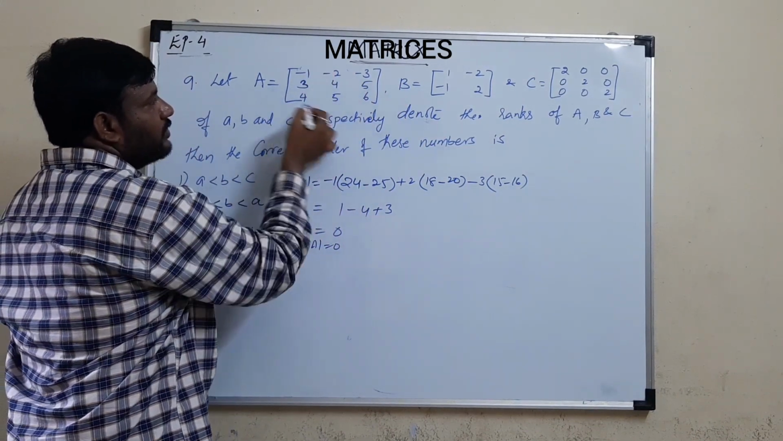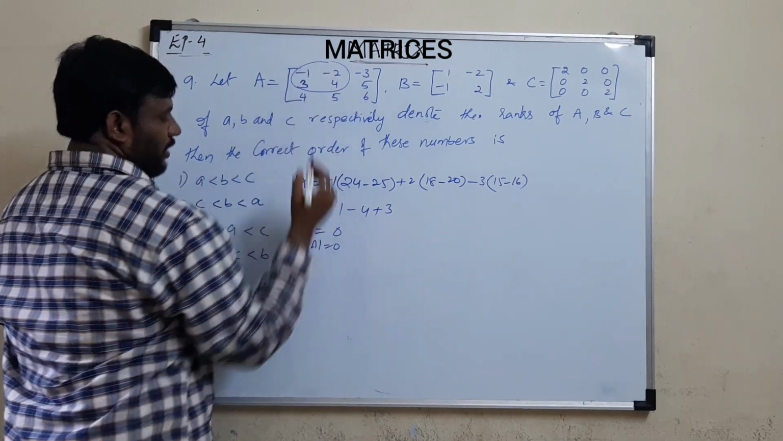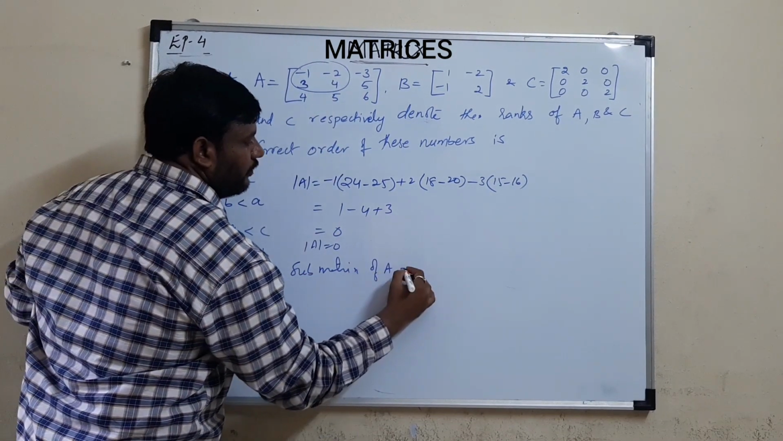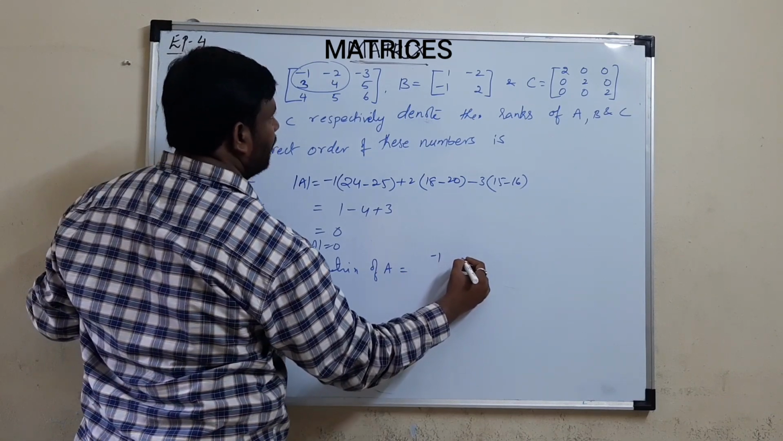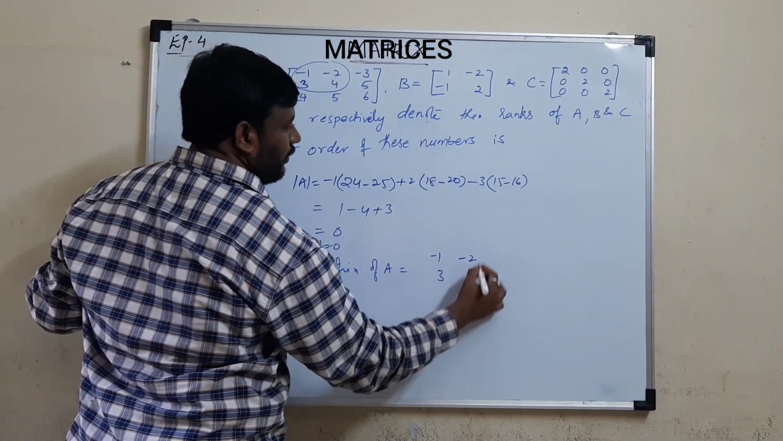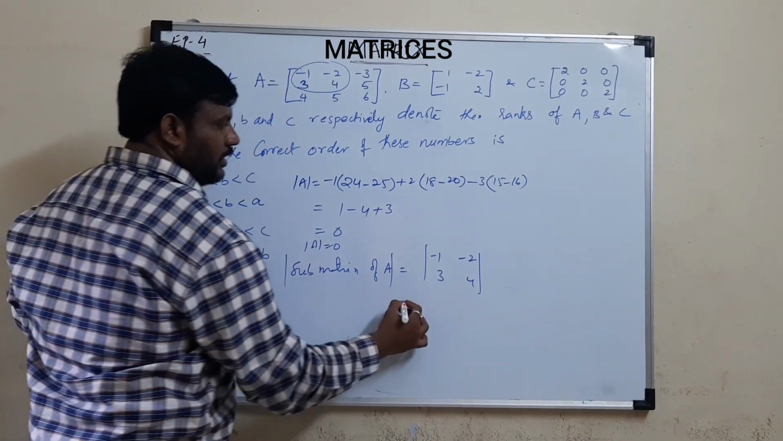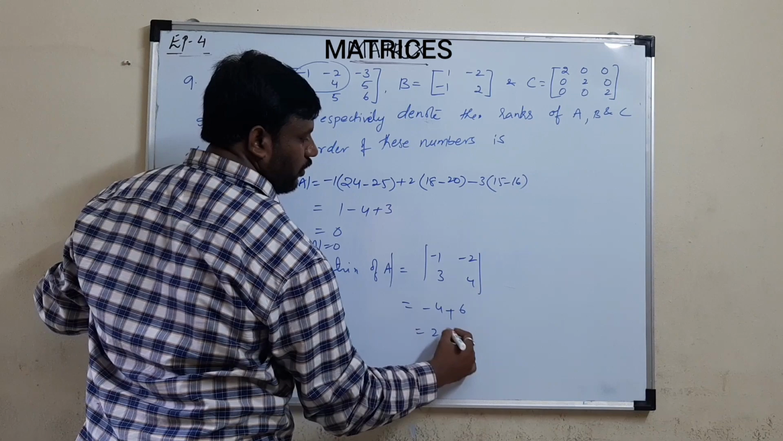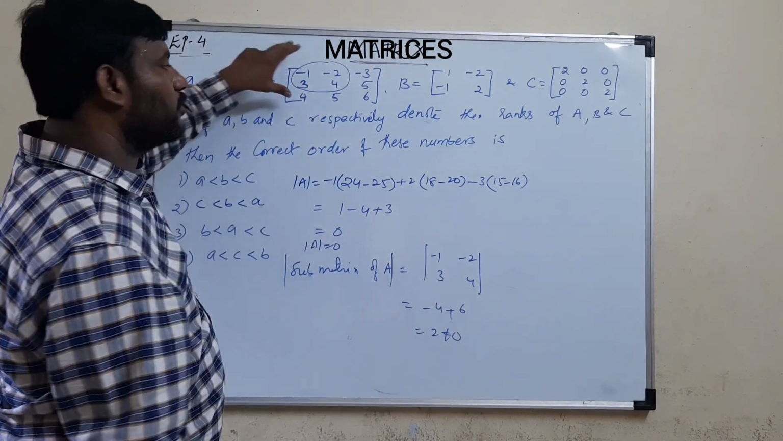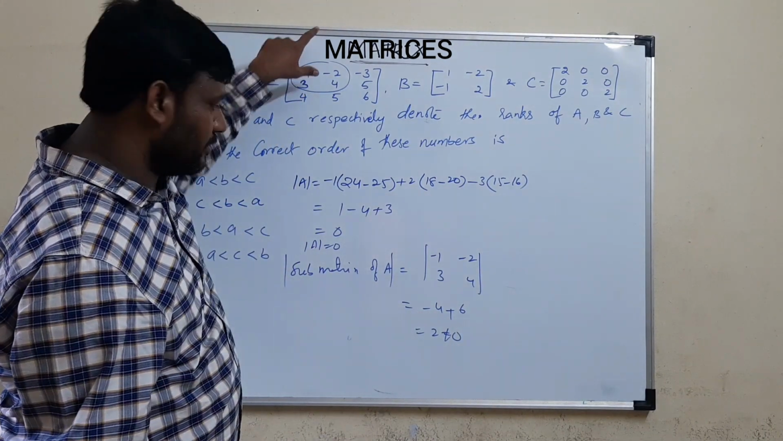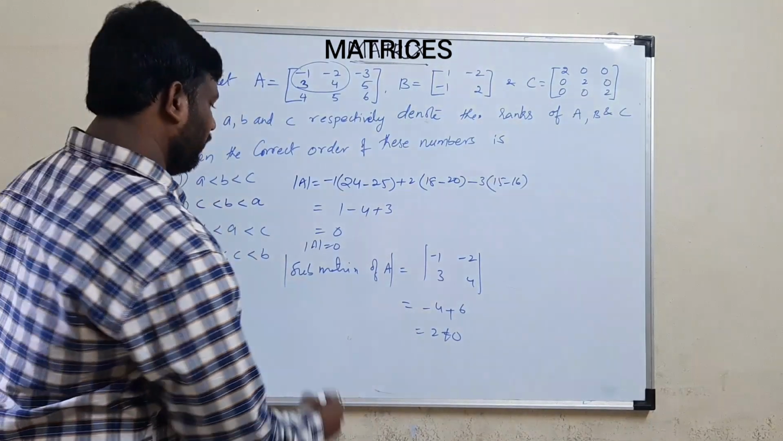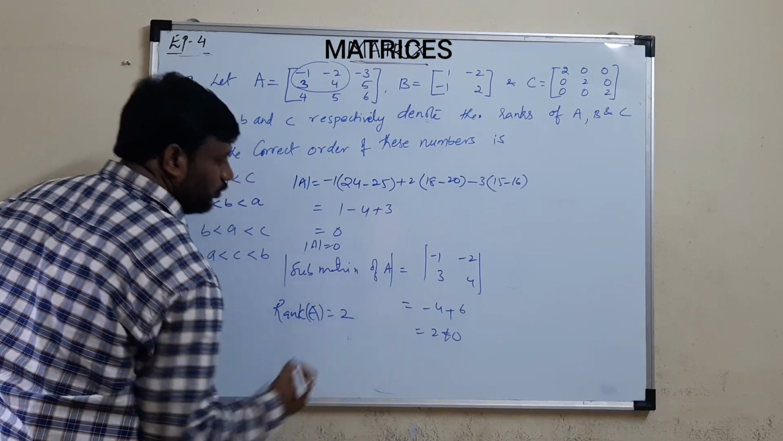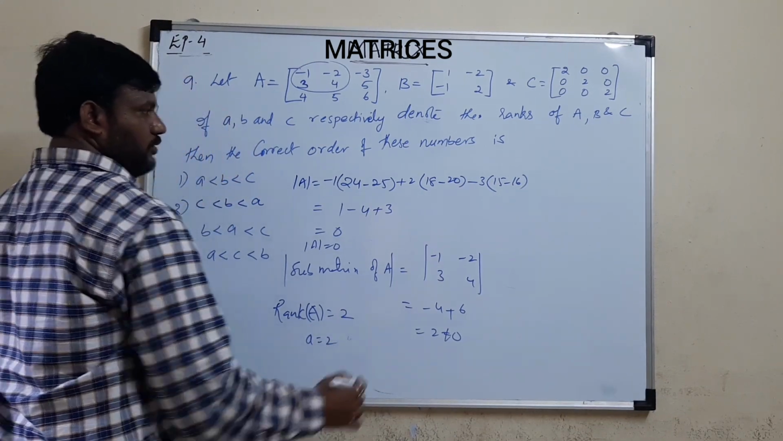But by the definition of rank, we need a non-singular square submatrix. That's why you can take any submatrix from here. I take this submatrix of A, removing the third row and third column. I find the determinant for this, and you get not equal to 0. So we get a 2 by 2 square matrix which is non-singular. Therefore the rank of A is 2. So small a value is 2.